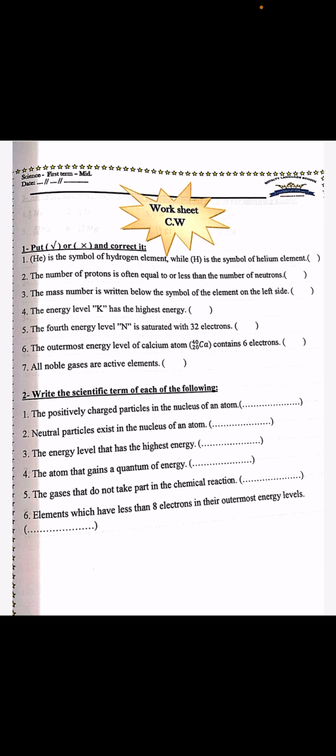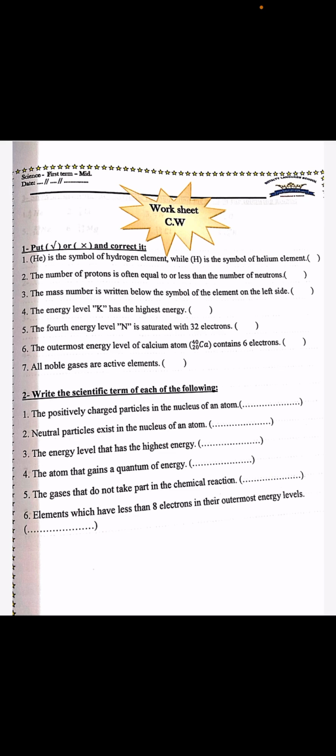Number 4, the energy level K has the highest energy. Wrong. Energy level K has the lowest energy. Number 5, the fourth energy level N is saturated with 32 electrons. Right.